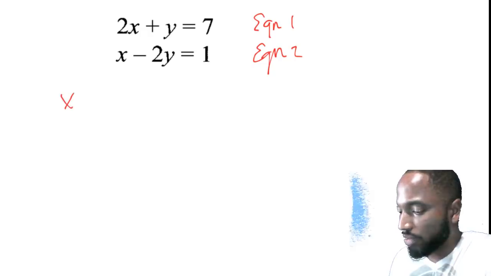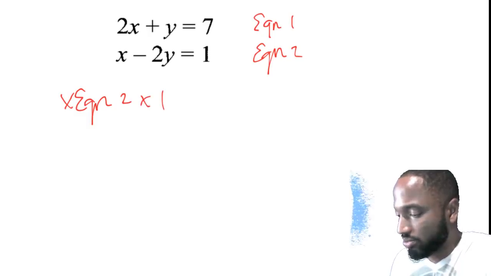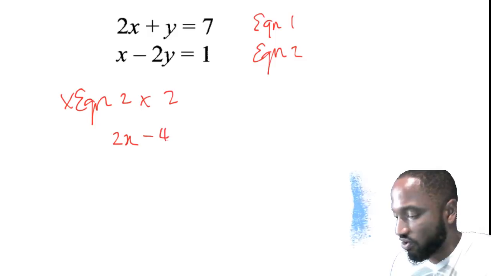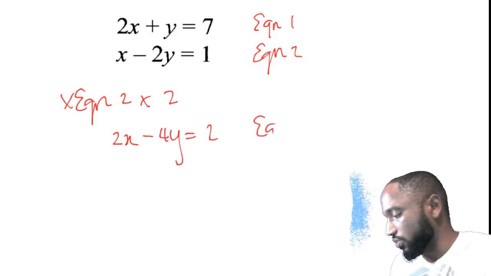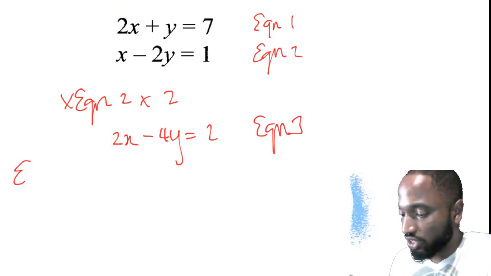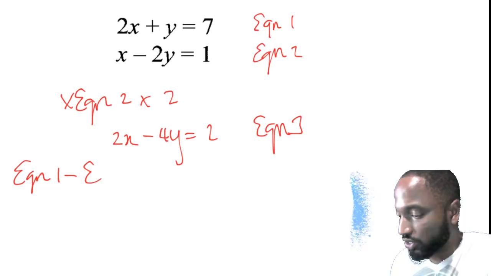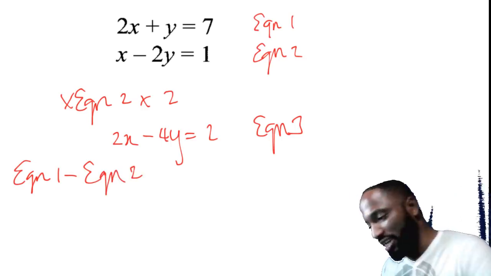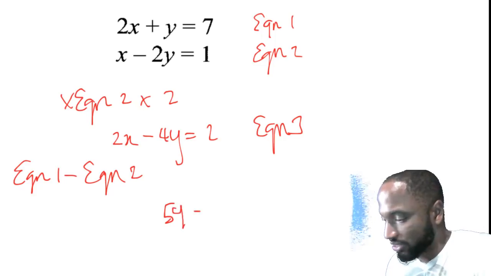What I'll do is just multiply equation 2 by 2. So this becomes 2x minus 4y equals 2. This is equation 3 now. So now these are the same, so I can subtract. So I can say equation 1 take away equation 3. And that's going to end up giving me 5y is equal to 9.